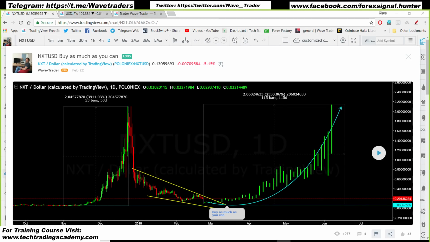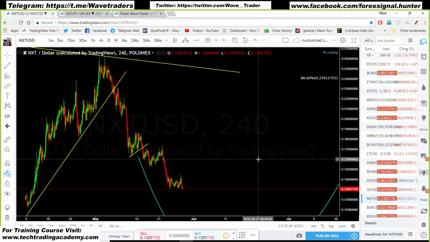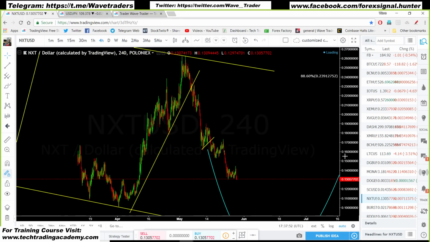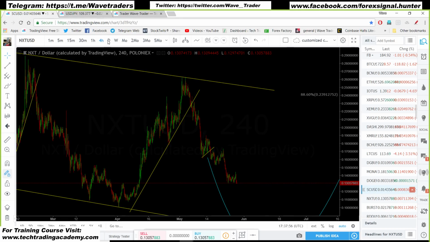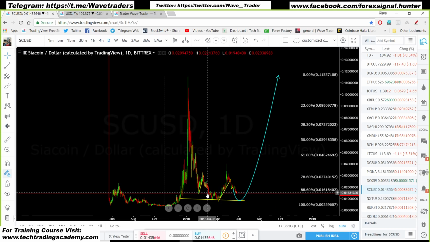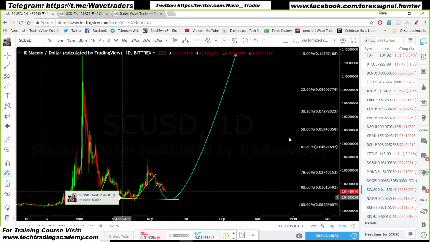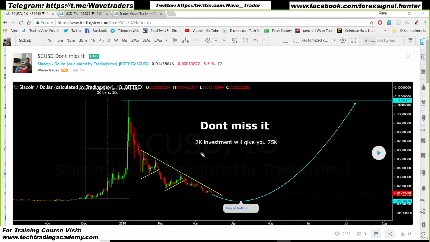I think I haven't posted on this chart, maybe on the 4-hour time frame. Let me look at that. Not on the 4-hour time frame, so let me look at this one and see a coin. Okay, so a very small investment on these coins can give you that much money. This is just one coin's potential.